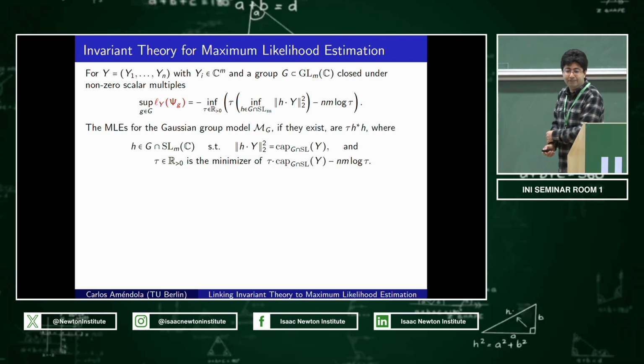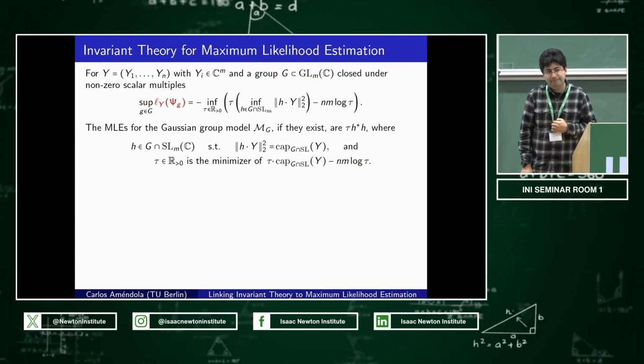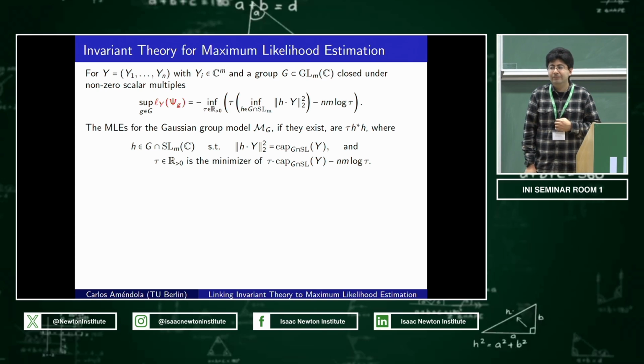May I ask? Yes, of course. So this idea of taking this Gaussian model of a group, does it appear naturally, or is it some kind of a very abstract construction, or did you model it after some cases of interest?